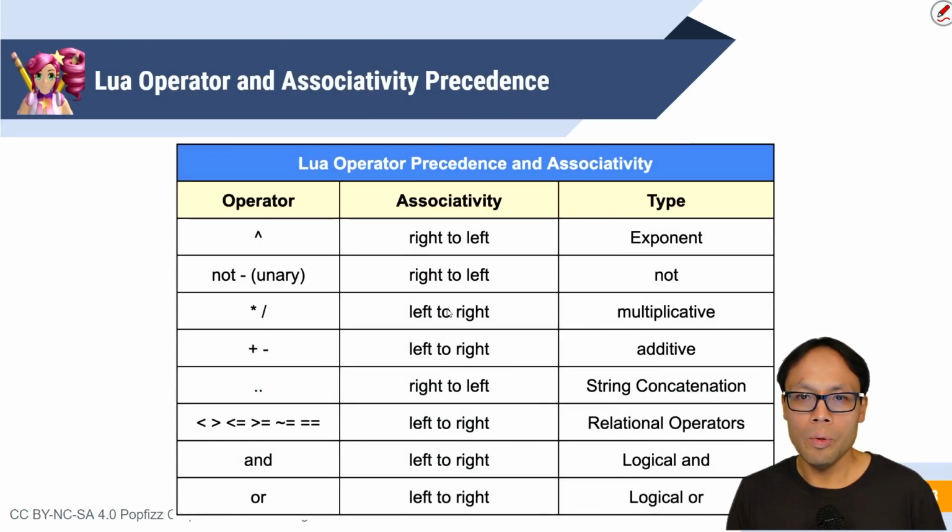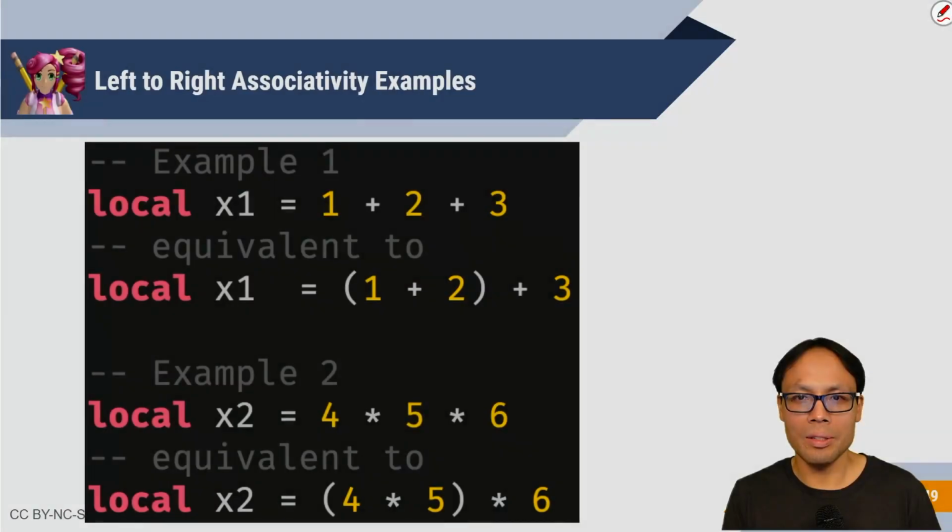So again, most operators go from left to right. For example, multiplication, division, addition, and subtraction. But there are some that go from right to left, and those include the exponents, the not, and string concatenation, just some of the ones that go from right to left. Now, what exactly does this mean?